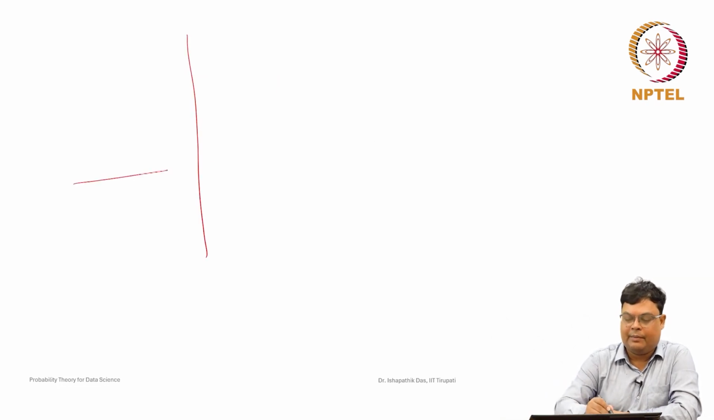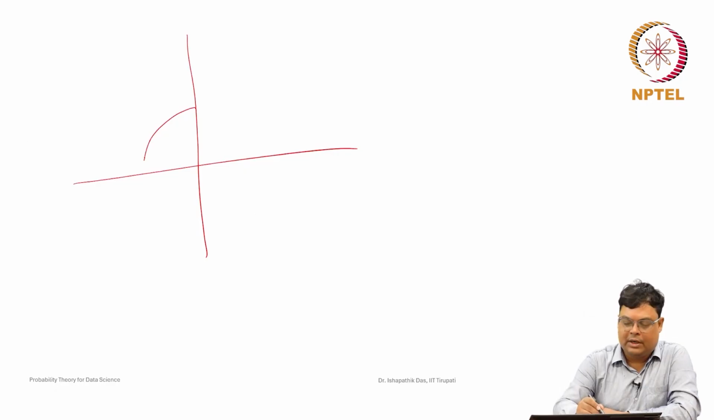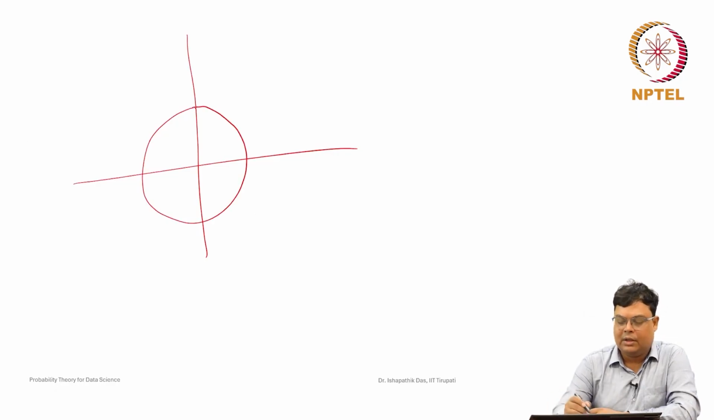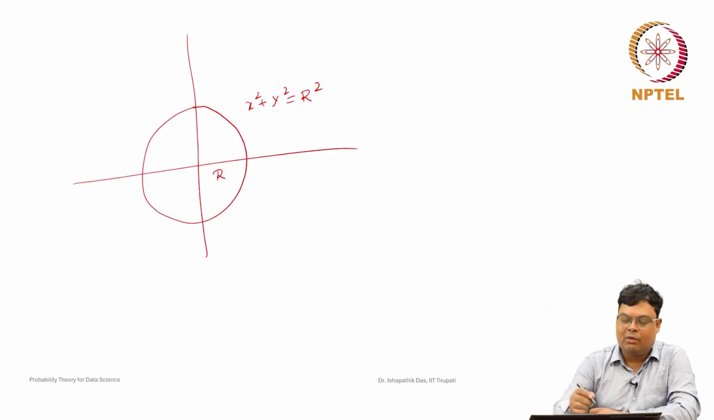So, basically, suppose you consider a circle with its center at 0, and we select one point at random from within the circle with radius r. The center of the circle is the origin, and the circle looks like this. This is the equation of the circle: x square plus y square is equal to r square, because we are considering the radius to be r. So, we are randomly selecting a point inside this circle, so it is a uniform distribution for the joint probability density function.